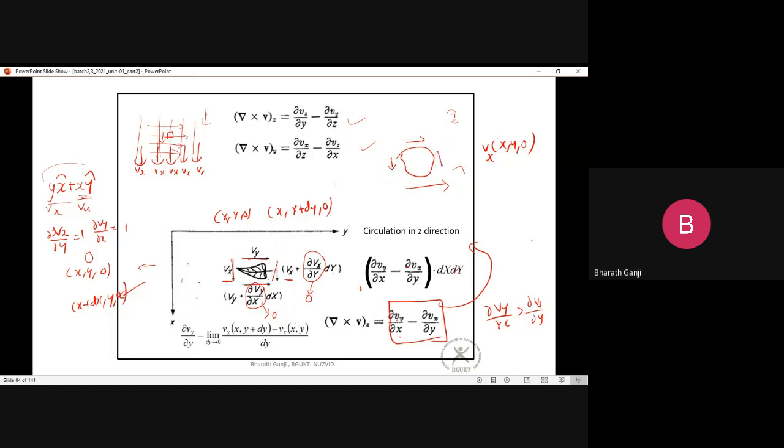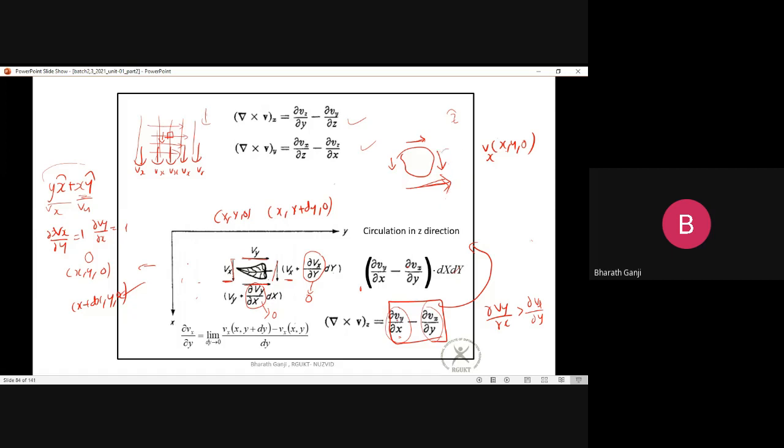Y direction lo there is an increment, but the increment is small compared to the increment in x direction. Increment kante y direction increment chala ekku undi. Okay, I mean y component increment ekku undi compared to the x component increment. Then the derivative, which derivative will be large ante this derivative will be large compared to this derivative. Then also there will be a rotation in this direction.